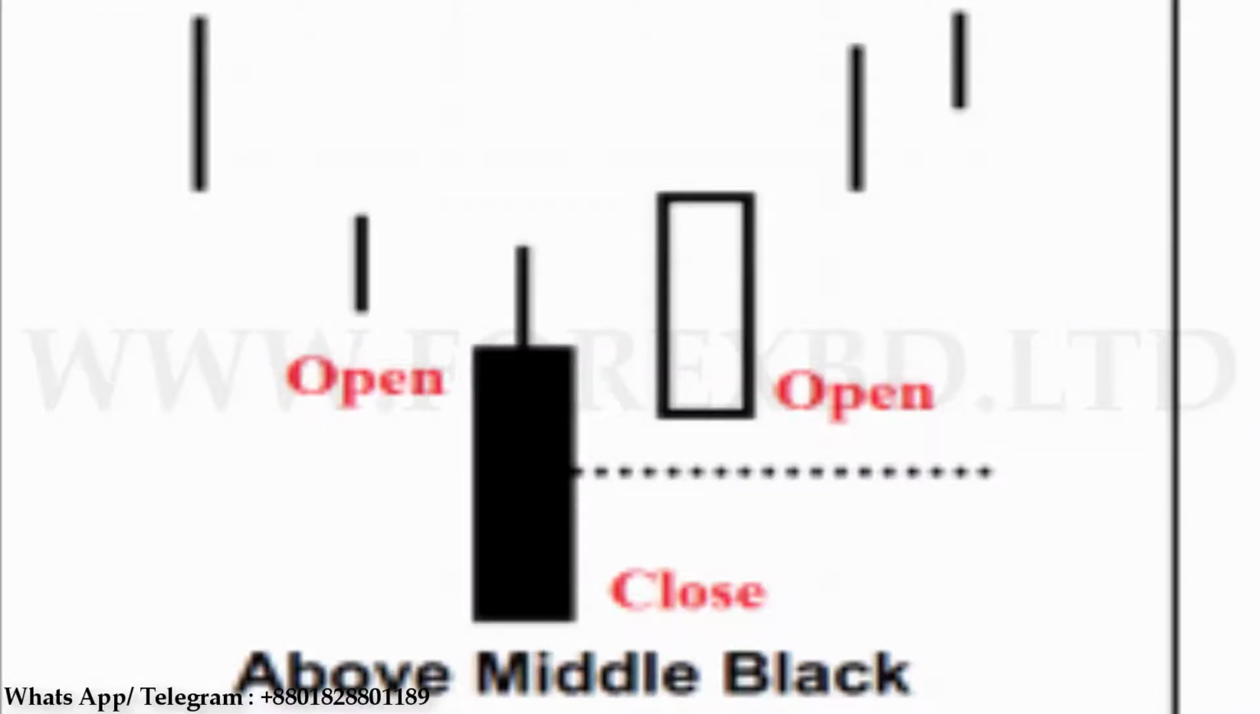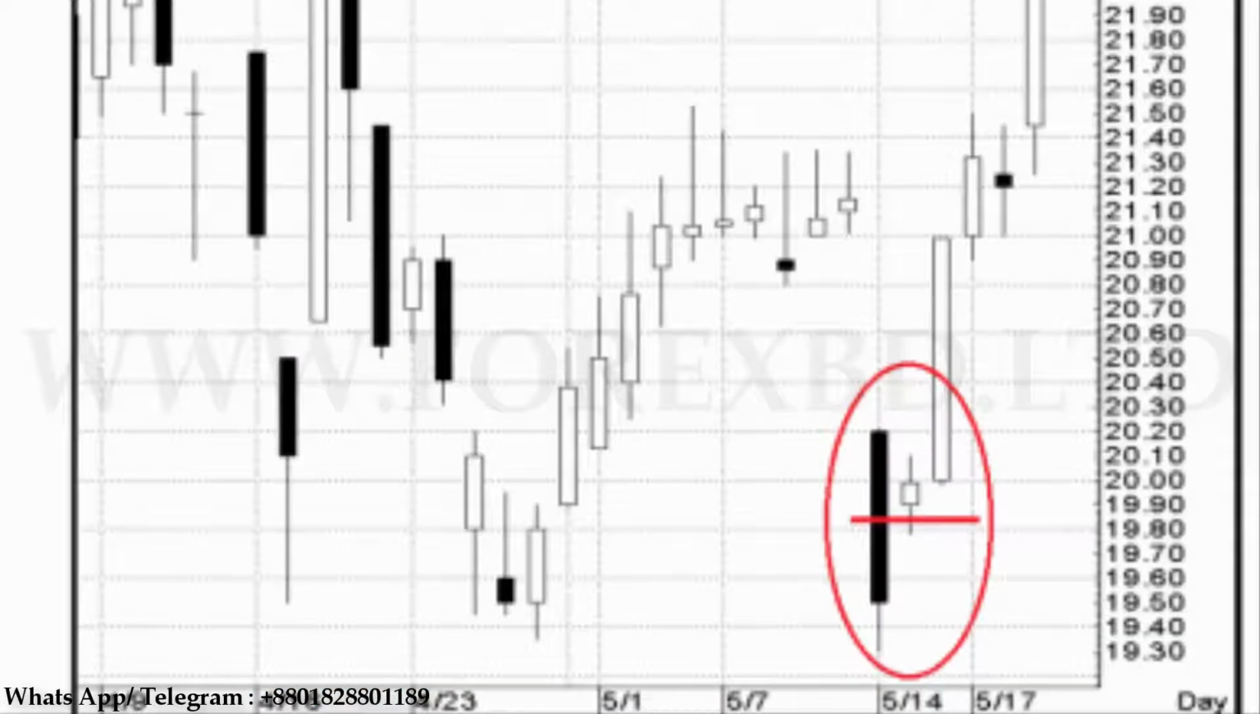Above the stomach. In any downtrend market, if there is a bullish candle after a bearish candle whose opening starts above half of the body of the previous bearish candle, I say again, whose opening starts above half of the body of the previous candle, then this combination is called above the stomach.